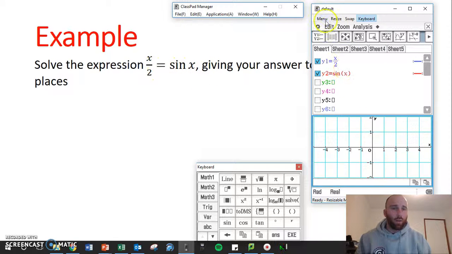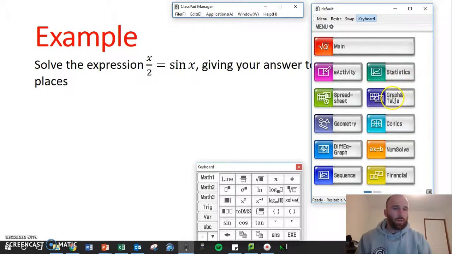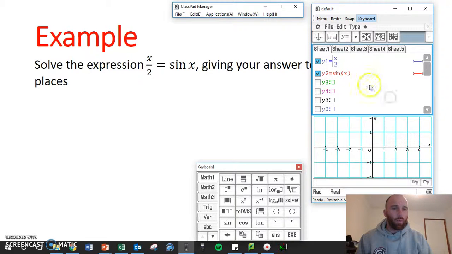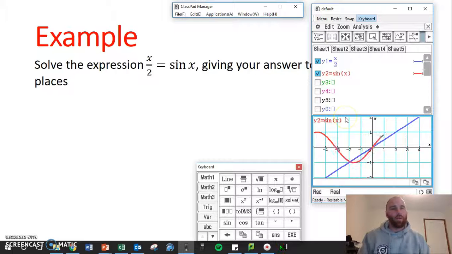On your menu, I've already set this up, we're going to go to graph and table. We're going to enter those two expressions separately. Once you enter those two, tick those boxes and we want to graph it. And this is what it looks like. What we're trying to do is find the solutions of where they equal each other, essentially where they overlap or cross.